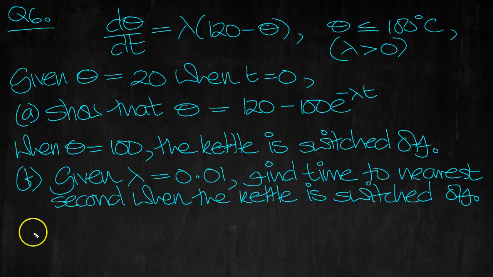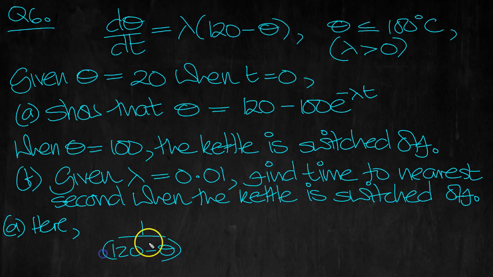So let's separate the variables and integrate then in part A. So here, let's move the 120 minus theta down: 1 over 120 minus theta. Leave the d theta as is. Leave the lambda as is and move the dt up to be with it. Separate the variables and integrating.